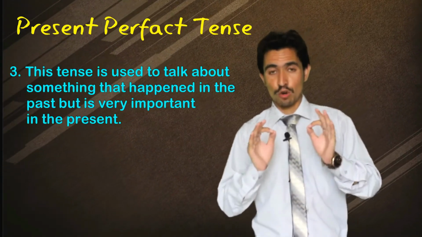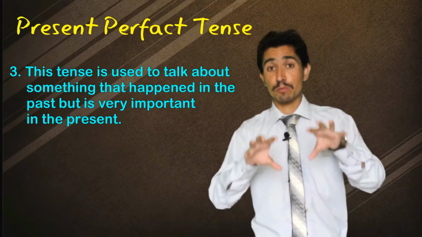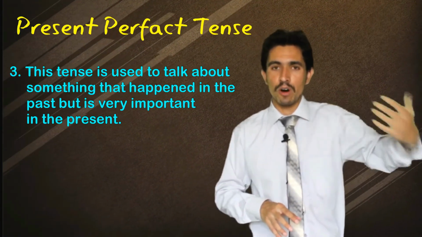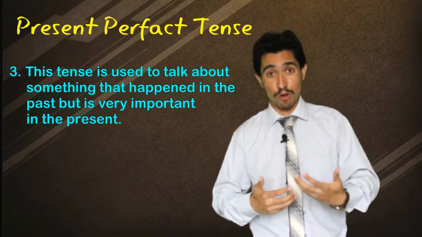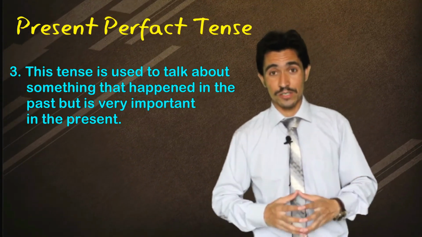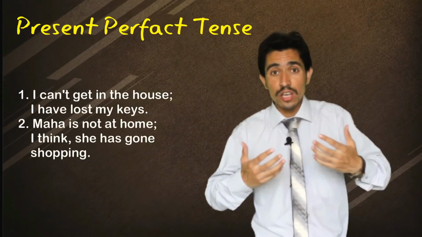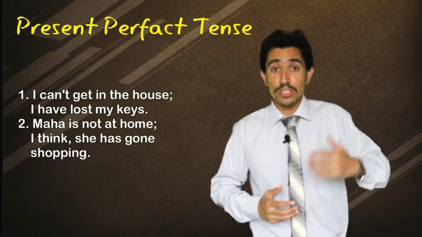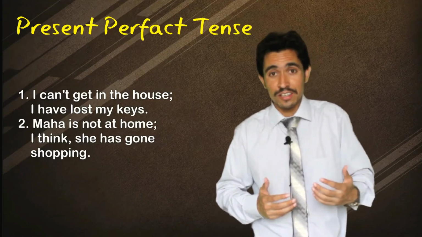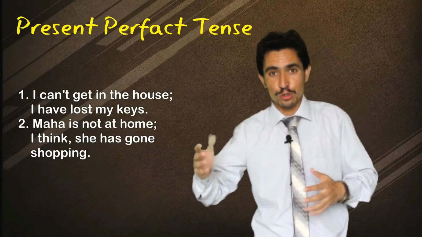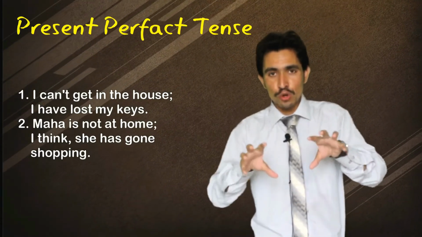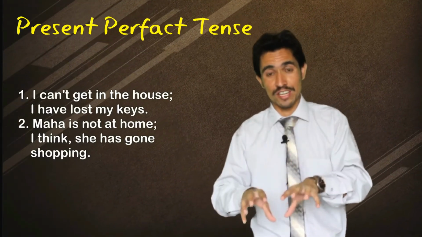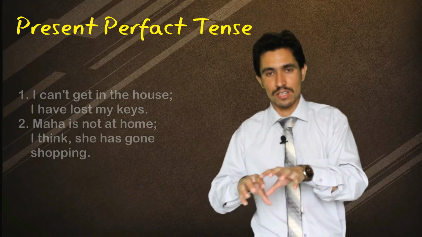And the third one is, we use present perfect tense to talk about something that happened in the past but is very, very important in the present. For example, I can't get in the house. I've lost my keys. Maha is not at home. I think she has gone shopping. These sentences show something that happened in the past but is very important in the present.